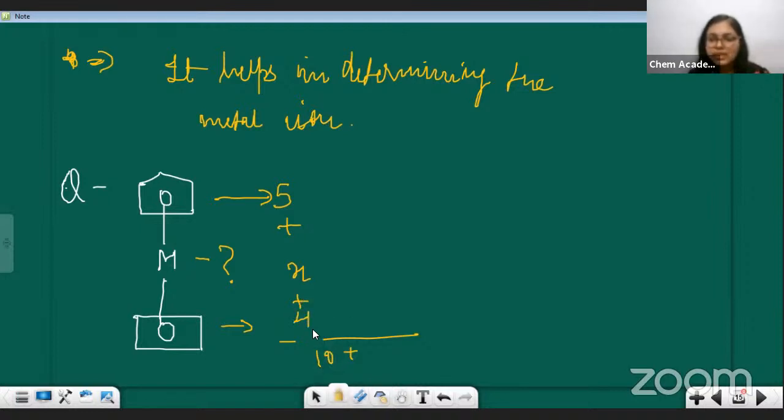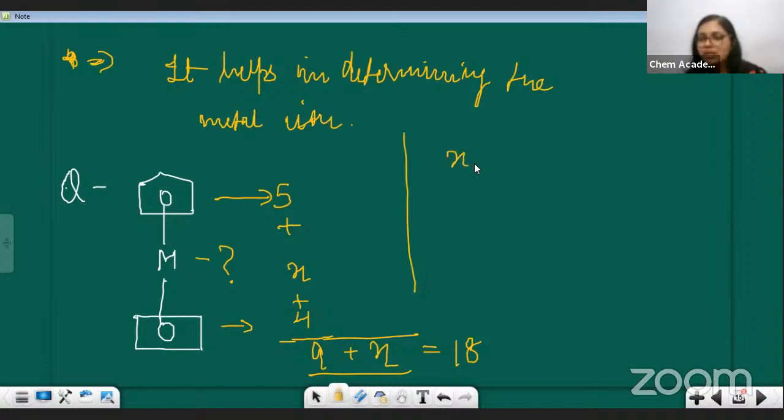Okay, it is actually 4, right? This is obviously 4 because it is attached to 4 centers. The metal is attached to 4 centers of the ligand. All right. So this is going to be 9 plus X. All right. And this should be equal to 18 as per the 18 electron rule. So what is going to be the value of X? The value of X is going to be 9. All right. This is the value for X and it is going to be 9.